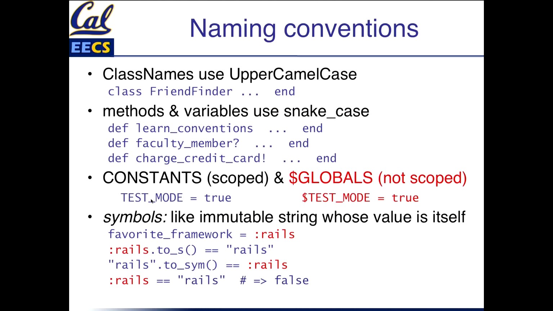There are constants. Usually constants are in all uppercase. There are globals, but we know globals are terrible, so we're not going to use them. And there are symbols.